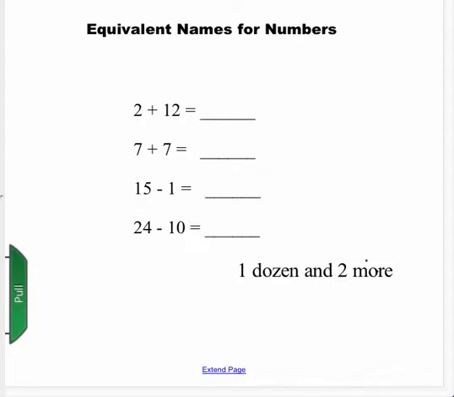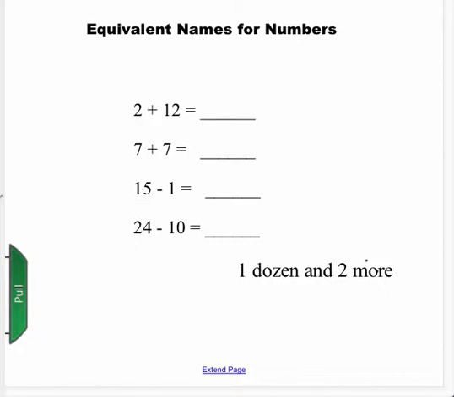The first problem is 2 plus 12. The second problem is 7 plus 7. The third problem is 15 minus 1. The fourth problem is 24 minus 10. And the last one down at the bottom is 1 dozen and 2 more. Please pause the video so you can solve these problems.